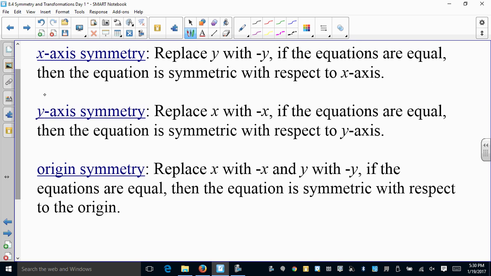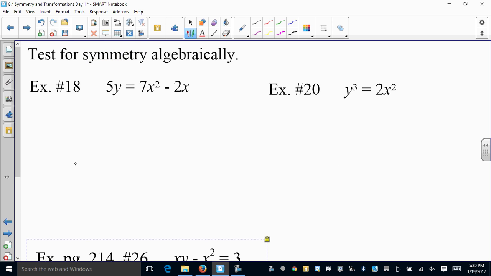So let's look at a couple of examples on this. So we have this one here. So the first thing I'll do is change x to -x. So this gives me 5y equals 7 times negative x. Okay, that doesn't look like negative x, so let's erase it and make it look like negative x. Negative x squared minus 2 times negative x. I get 5y equals 7x squared plus 2x. And this one fails.